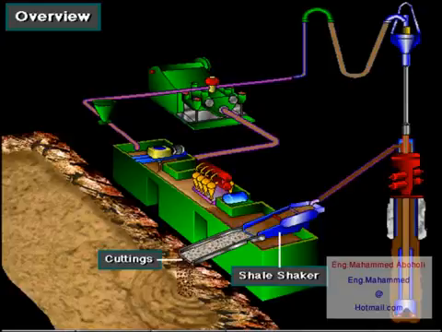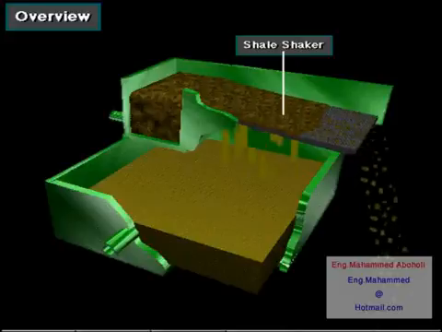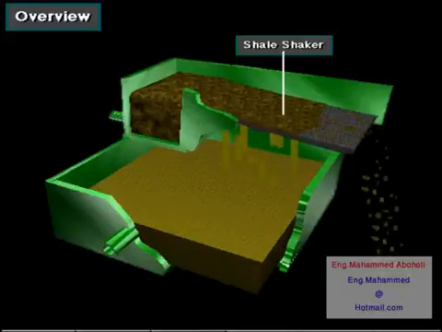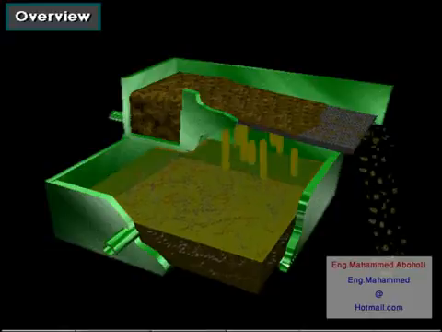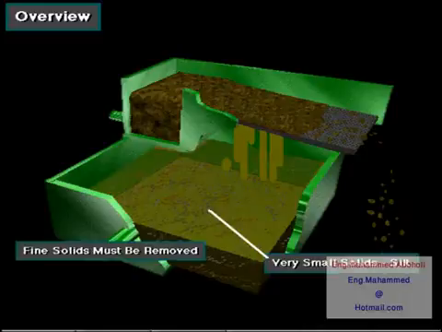The shale shaker mechanically takes out the large cuttings from the mud. It does not, however, remove very fine cuttings and other small solid particles. These solids can be fine sand particles and other very fine materials, often called silt. Good drilling practice requires removing these undesirable solids.